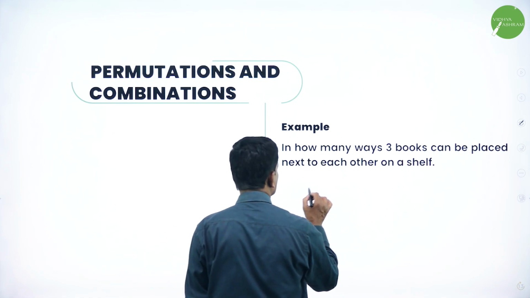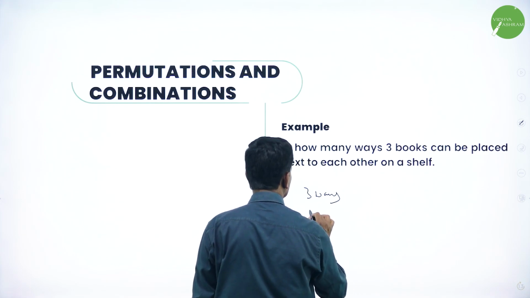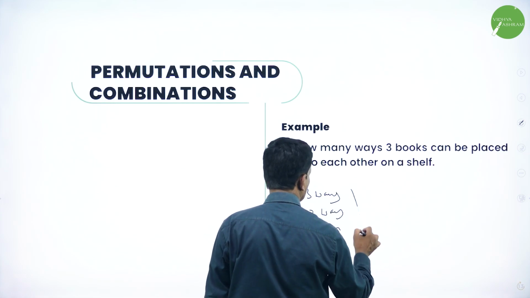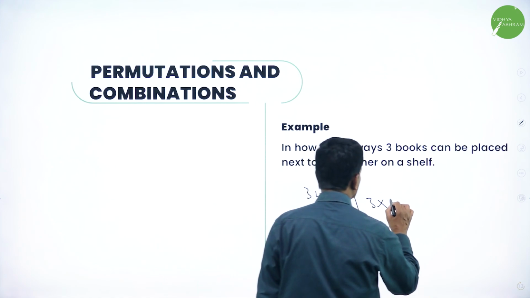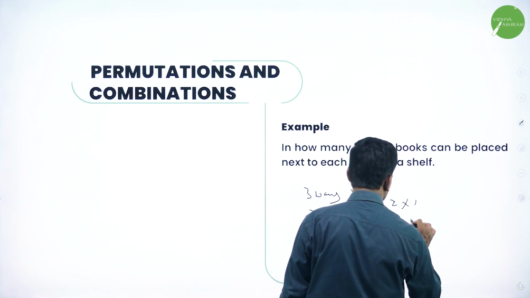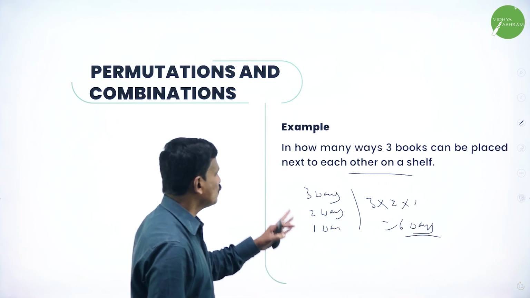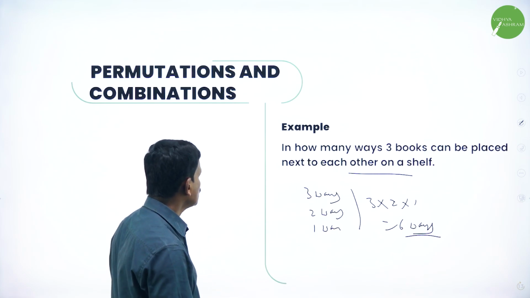The first book can be taken in 3 ways, the second book can be taken in 2 ways, and the third book can be taken in 1 way. Therefore, the total number of ways is 3 into 2 into 1, which is equal to 6 ways. So, in 6 ways we can place the books on a shelf. Now, move on to the next problem.